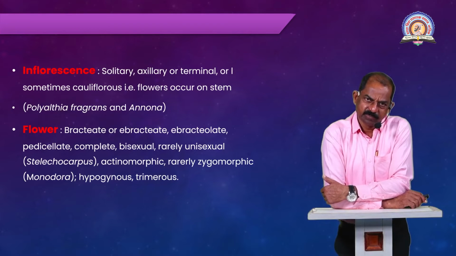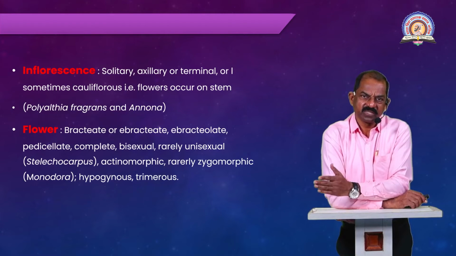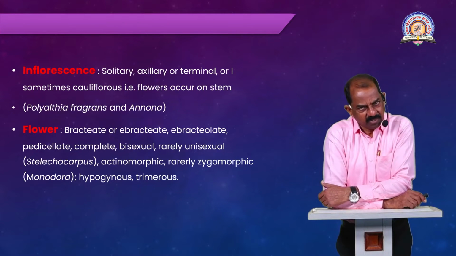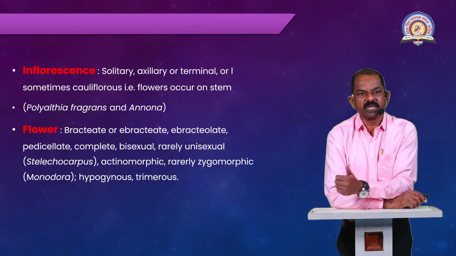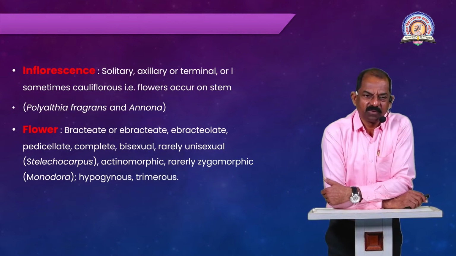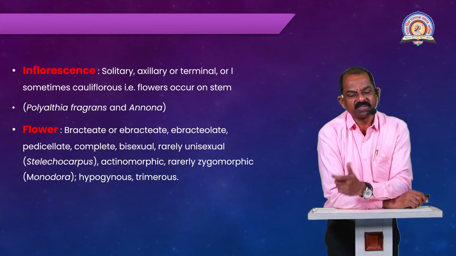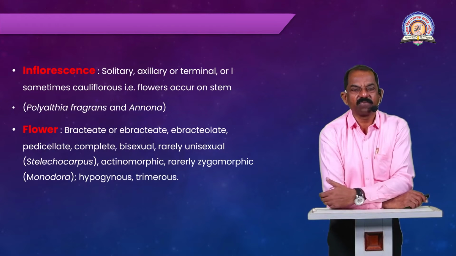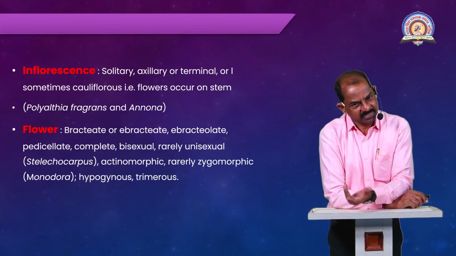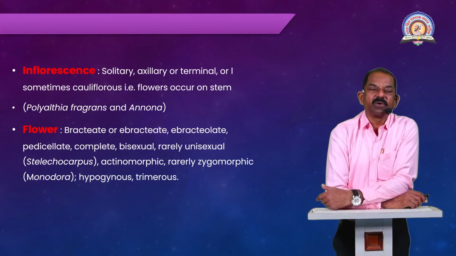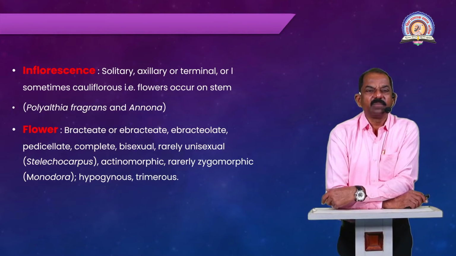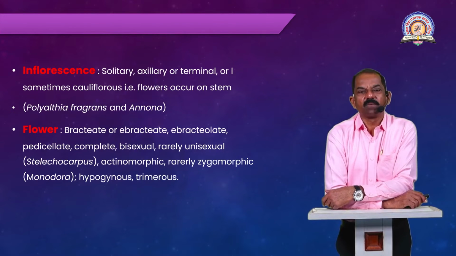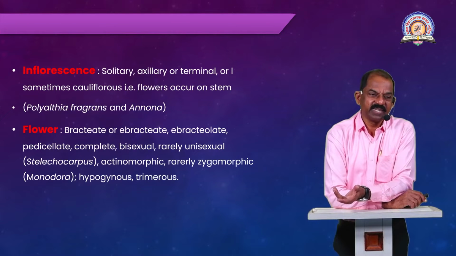That we will simply say racemose is there, cymose is there, and special type of the inflorescence are there. Out of the three, here is the cymose type of the inflorescence, and that cymose, that is the solitary. Solitary, a single flower occurs there. It may be axillary, it may be terminal. Sometimes they are cauliflorous, meaning flowers occur on the stem.